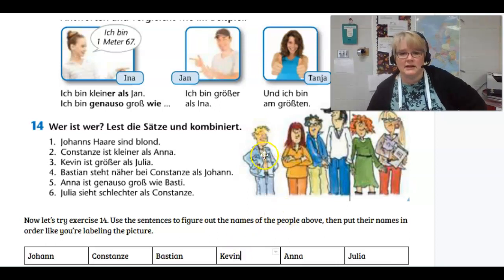Okay, Johanns Haare sind blond, ja, stimmt. Also, Constanze ist kleiner als Anna. Ja, Constanze, Anna, stimmt. Kevin ist größer als Julia. Ja, that must be Kevin, that must be Julia. Bastian steht näher bei Constanze als Johann. Bastian closer to Constanze than Johann is. Anna ist genauso groß wie Basti. There they are. And then Julia sieht schlechter als Constanze because she's got the glasses.